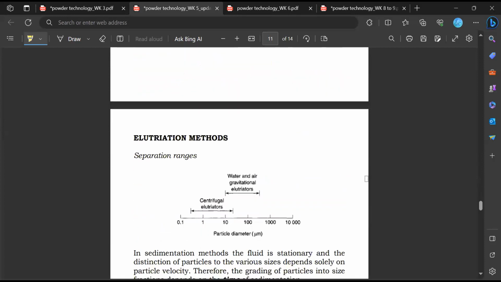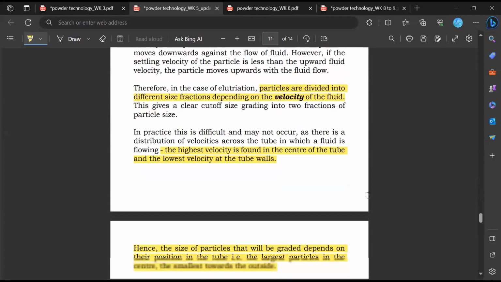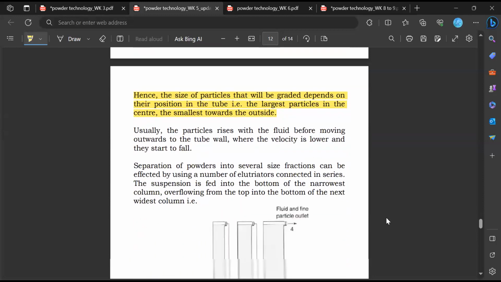Then the third one is the elutriation method, which is the opposite of sedimentation, where the fluid flows in the opposite direction of the sedimentation method. In practice, when you're using a tube for this method, the highest velocity is in the center, where you'll see the largest particles, and on the sides of the tube it has the lowest velocity, where you'll see the finer or smallest particles.